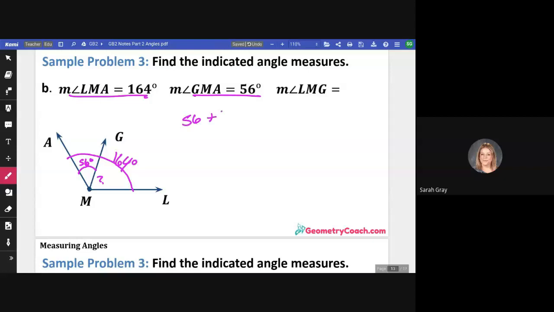So we can set it up as part plus part equals whole, 56 in the side we don't know. Or you're probably already doing the subtraction in your head, where you take 164 minus 56.